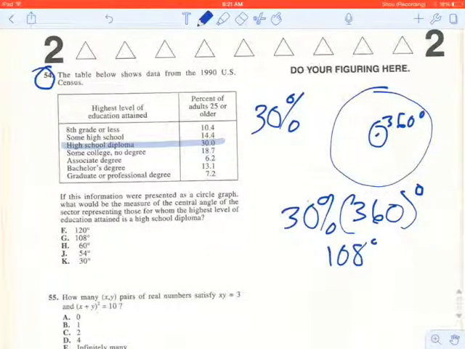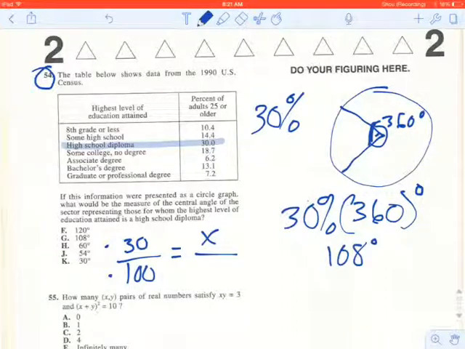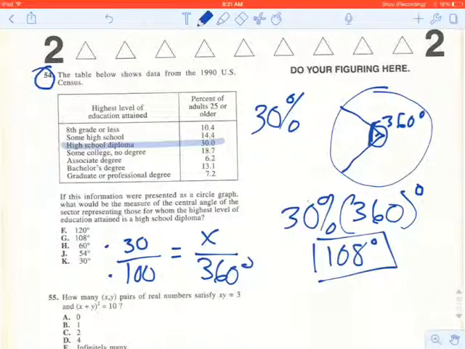Or we can set up a proportion. If we know that it's 30 adults out of every 100, then if this top here is the part and this is the whole, if we're looking at this in terms of degrees instead, we're trying to find this part here, and that'll be x over, and then the whole will be 360. And when we cross multiply and divide, we see we end up doing exactly the same computation. We do 360 times 30 over 100, which will also get us 108 degrees. So we'll go with G, 108.